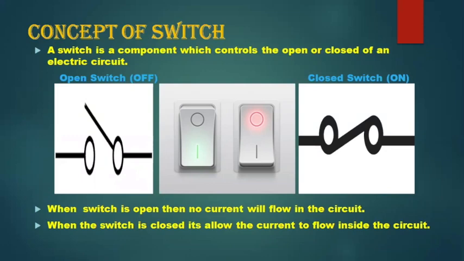So what happens is when the switch is open, then no current flows in the circuit. That is why your fan is not moving. But when the switch is closed, it allows the current to flow inside the circuit. That means the current is flowing through the circuit, your circuit is complete. And that is why when you switch on your switch, then your fan moves and you get air.